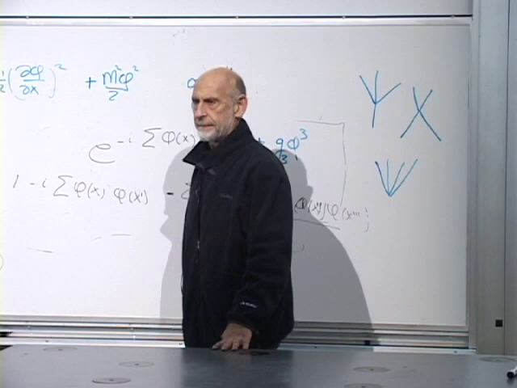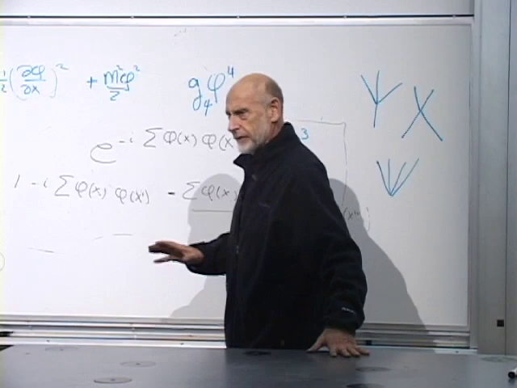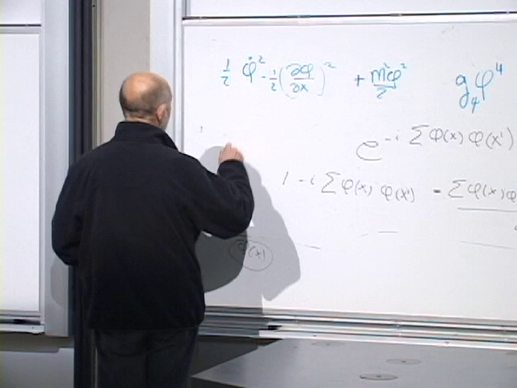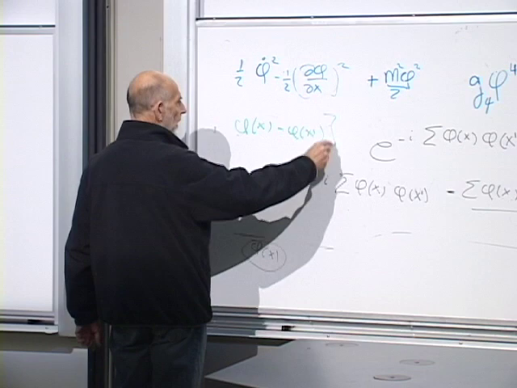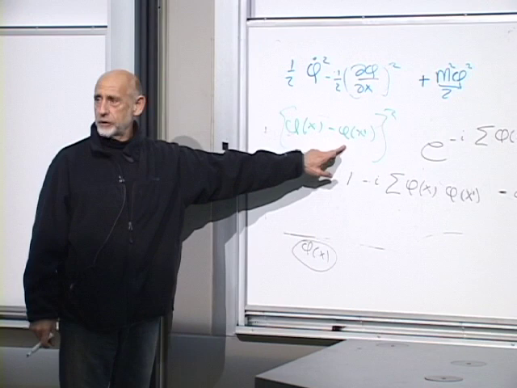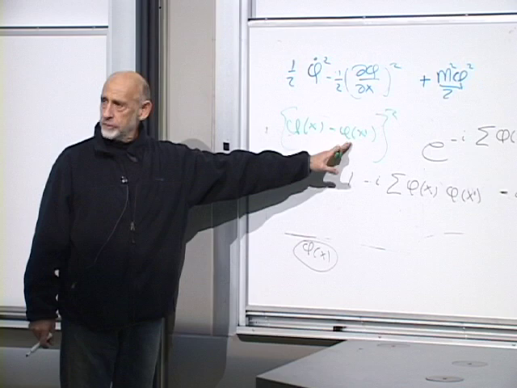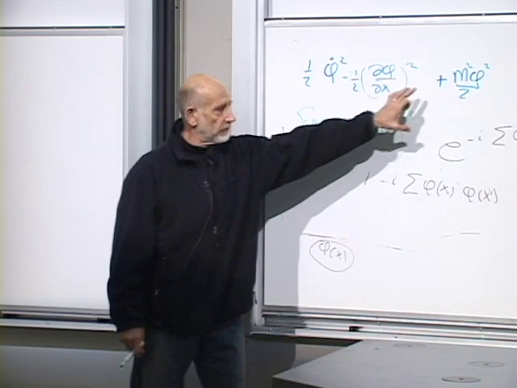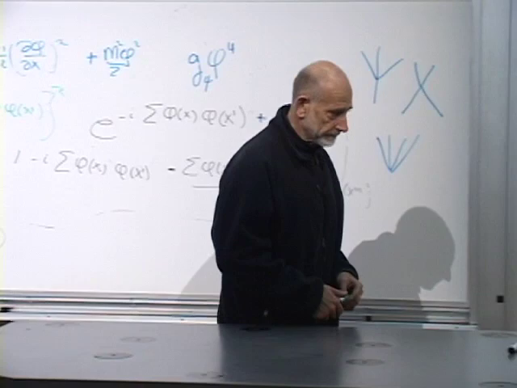There are also various terms where the particle just stands still. When we wrote down phi of x minus phi of x prime squared, that did have terms in it like phi of x squared and phi of x prime squared. Those are terms where the particle stands still. The cross terms are the ones where it moves. So there are terms where the particle stands still both from this and from the mass term. Right? Yeah. Okay.